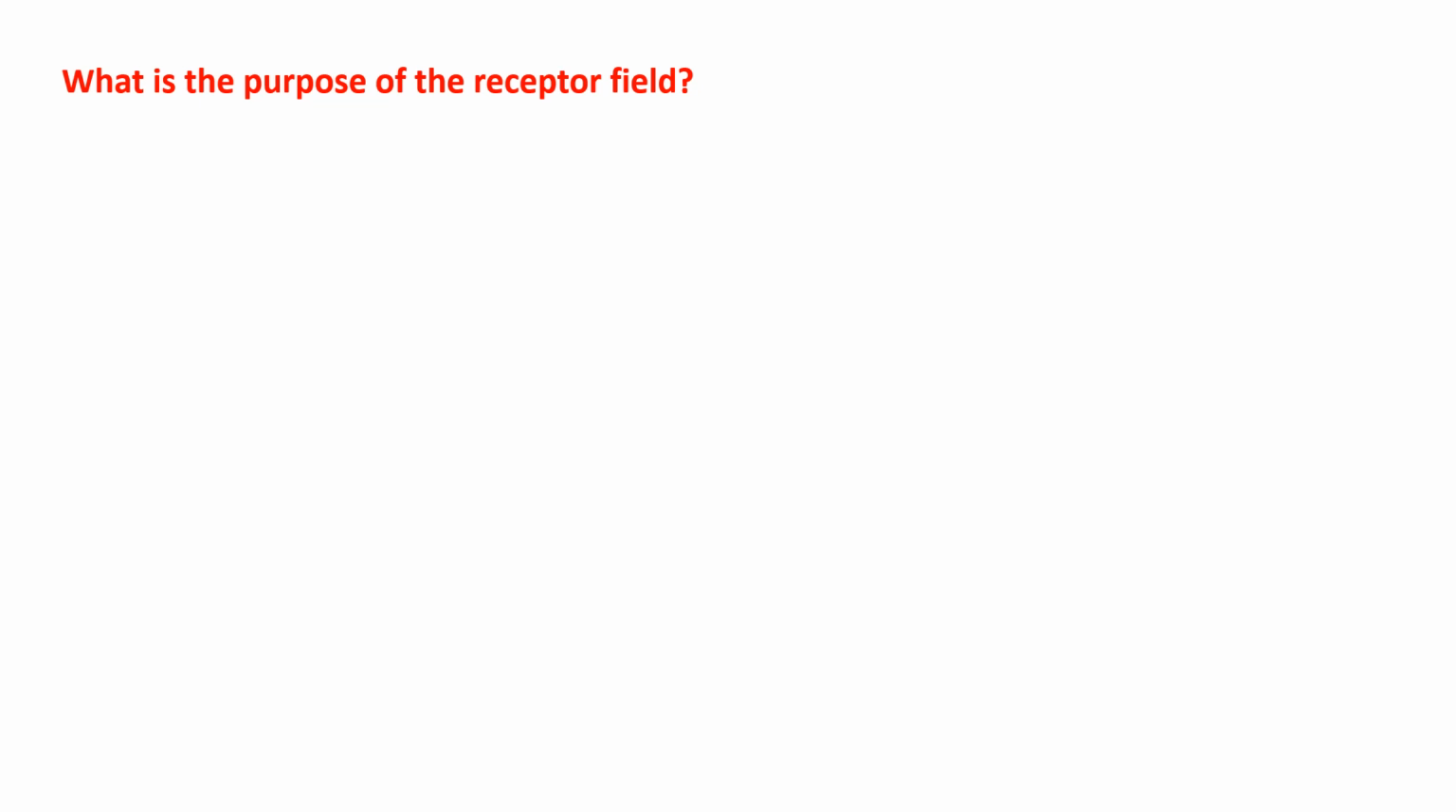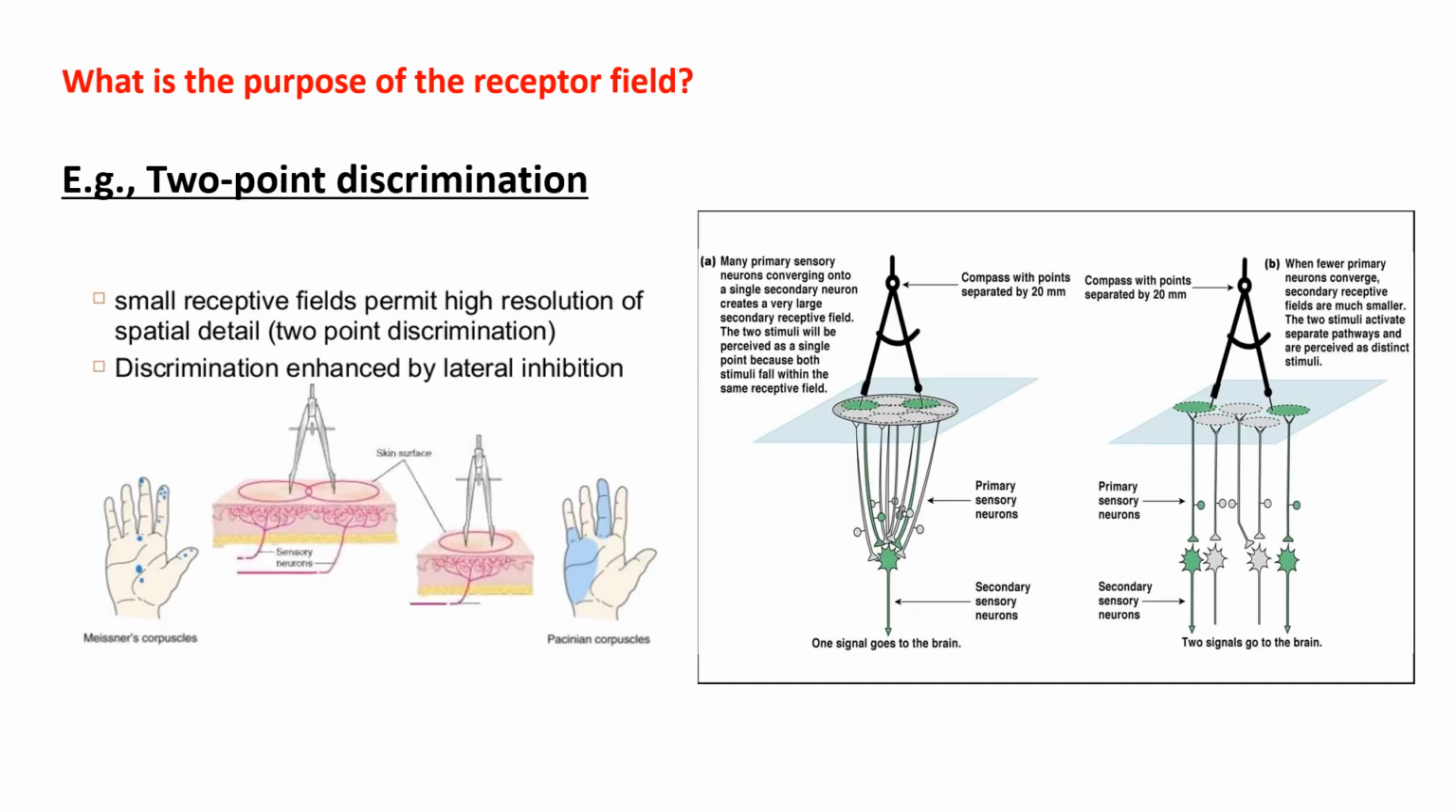And we'll talk about this shortly. Now I'm going to talk about the purpose of the receptive field. What is the purpose of the receptive field? It's through the receptive field that you can discriminate between 2 points of stimulation, for example. A small receptive field permits high resolution of spatial detail. In other words, they can discriminate between 2 points of stimulation.